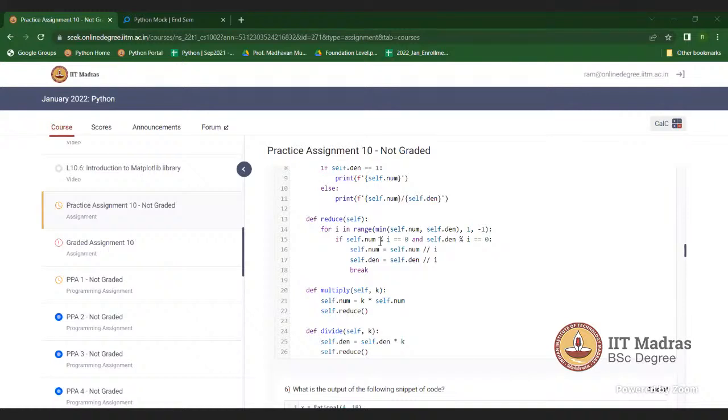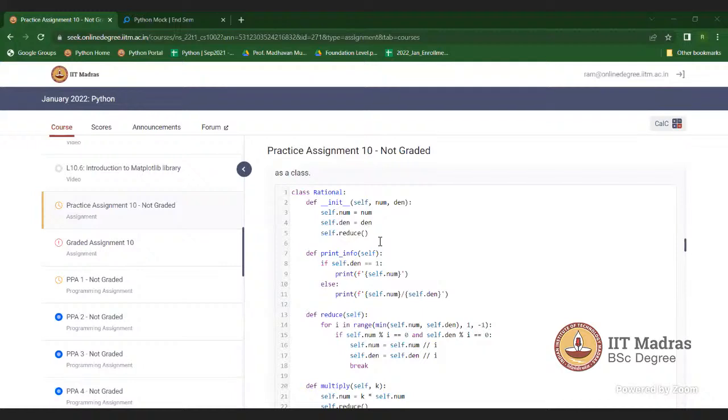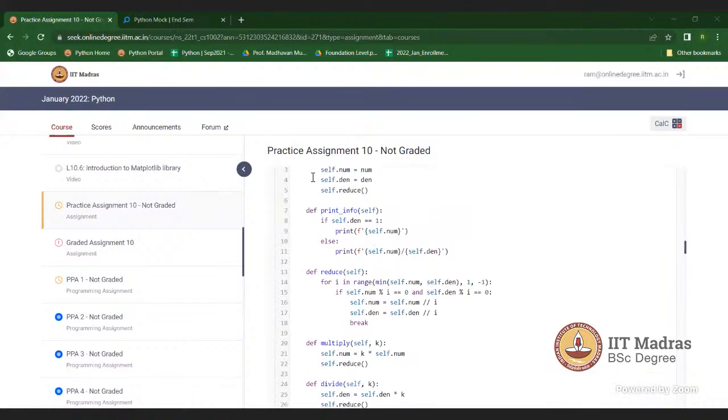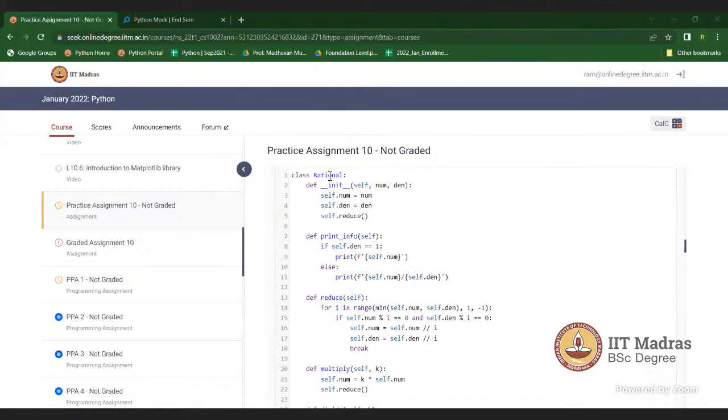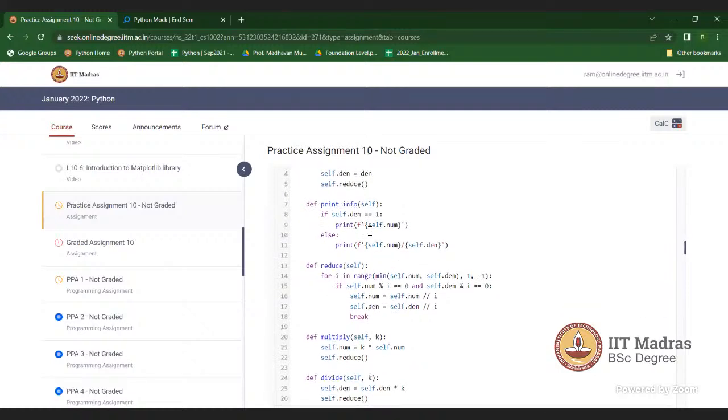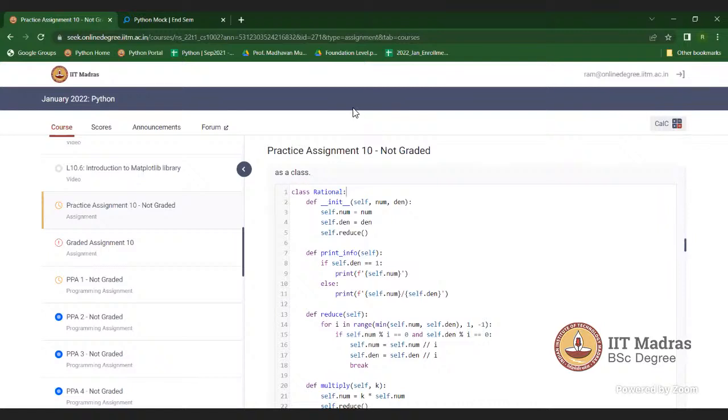Okay. So the first thing is, you should understand the overall view of what is happening in the problem. Clearly, we are defining a class of rational. Generally, the rational number will have the numerator and denominator, right? So that we are taking from the user. In the print info, we are printing whatever rational number we have.